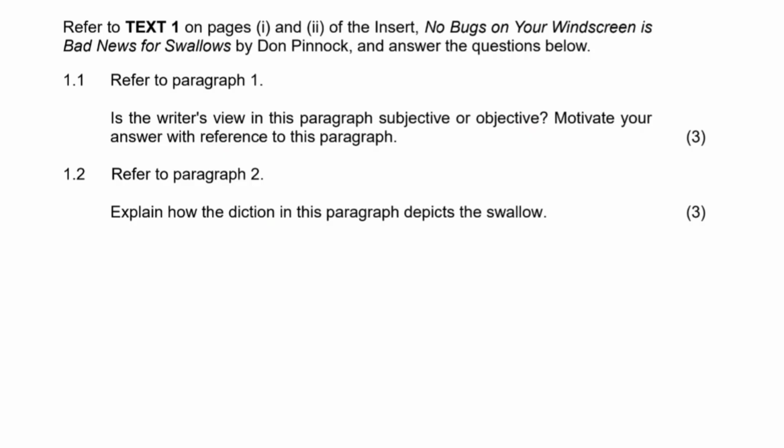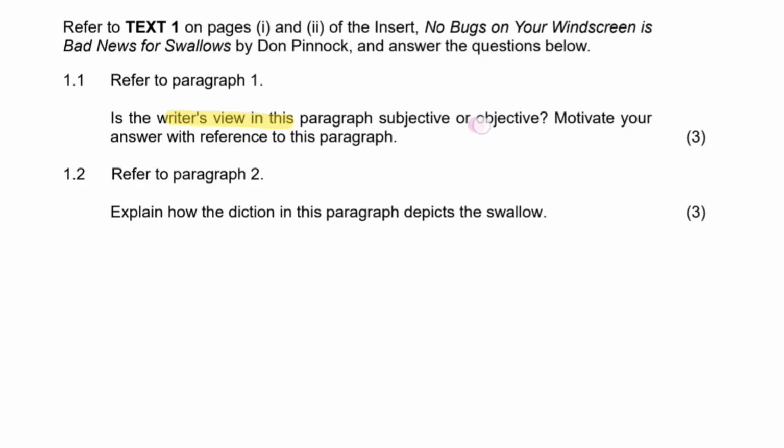The first question we have is: is the writer's view in this paragraph subjective or objective? Motivate your answer with reference to the paragraph. What is the writer's view? Do not write your answers as if the marker knows what the writer's view is. Let us know what the writer's view is. So you must go to paragraph 1 and extract the writer's view from paragraph 1. Then tell us, is that view subjective or objective? What makes a view subjective, and what makes a view objective?